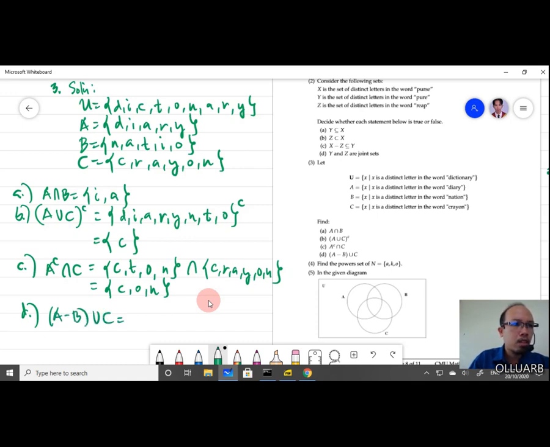For letter D, we have A minus B union C. So first, you have to get the difference between A and B, so let's try to eliminate the common elements. We have A common here, T, I common here. Okay, the answer for this one is D, R, Y, dry. And then union with C, your C is crayon.